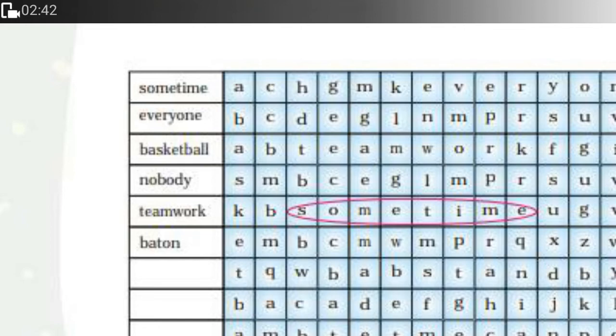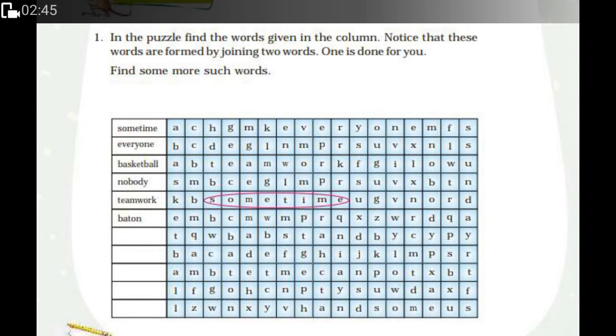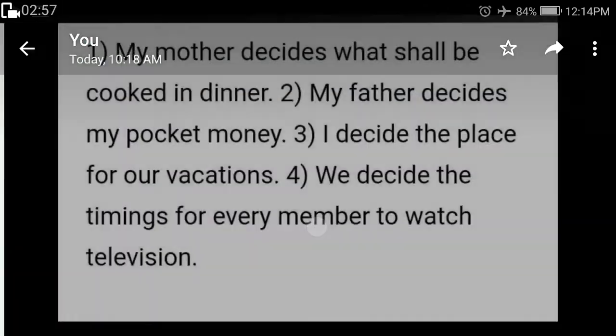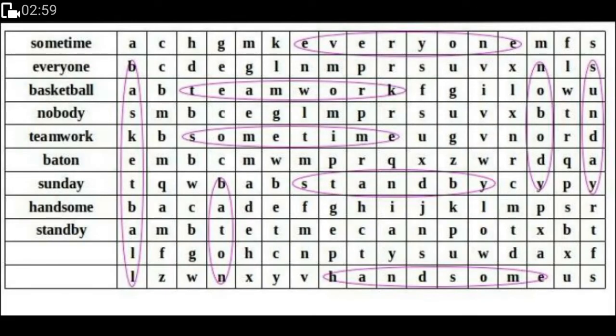Now, one has been done for you. It's like a word puzzle over here. What do we have to find? We have to find the words that are written on the side from the puzzle. Like we have one word that's given, sometime. So let's look for the other ones. Here they are. We have found everyone on top, basketball on the side. Some of the words are not given, but we are looking for them. We're looking for more words like teamwork, it's there.